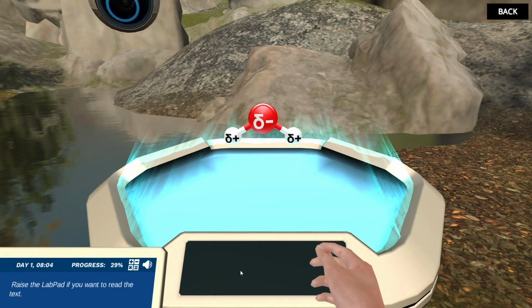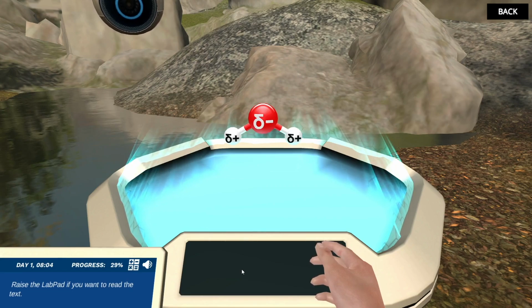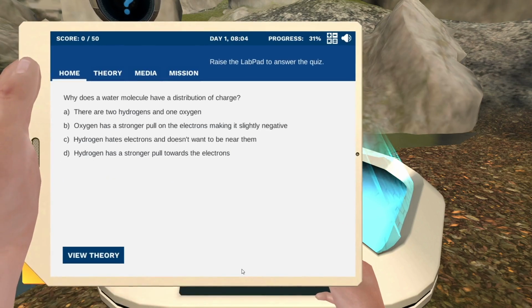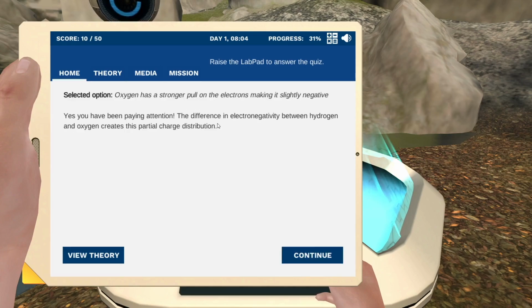Electric. You have correctly assigned the partial charges. Why does a water molecule have a distribution of charge? Yes, you have been paying attention. The difference in electronegativity between hydrogen and oxygen creates this partial charge distribution.